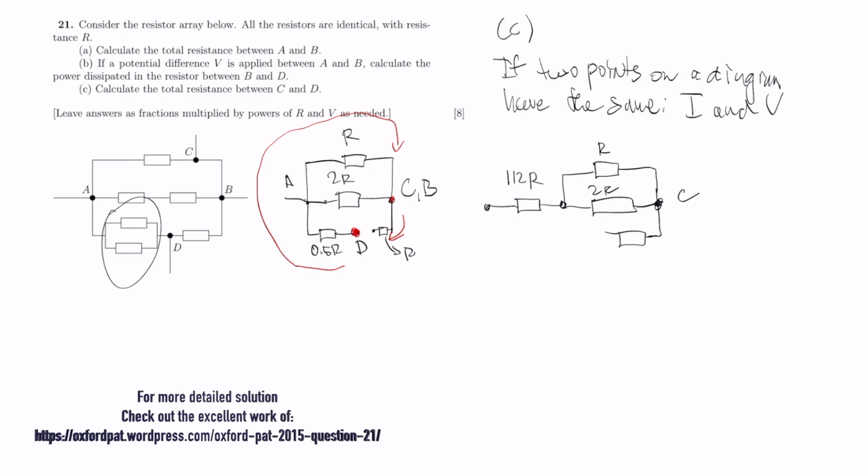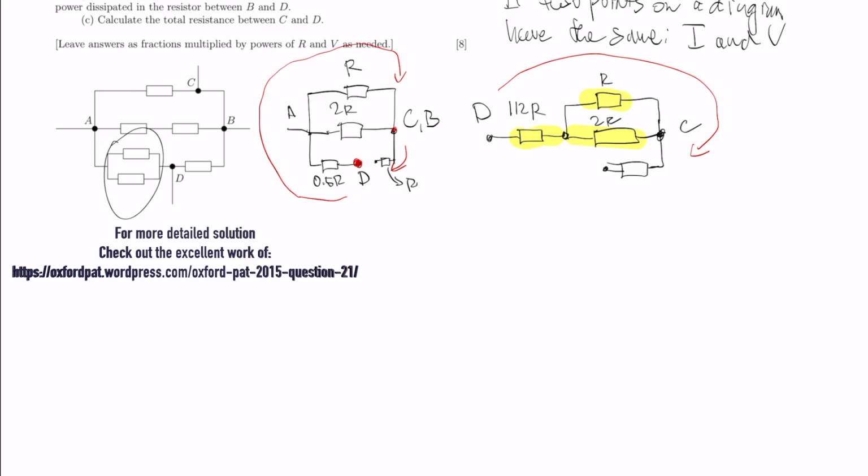Okay, and then what we want to figure out is essentially this, between C and D. How much resistance will there be between those 2 points? Well, the way we're going to tackle this is the following. First, let's simplify this upper branch across here. Then we're going to worry about the resistance R here.